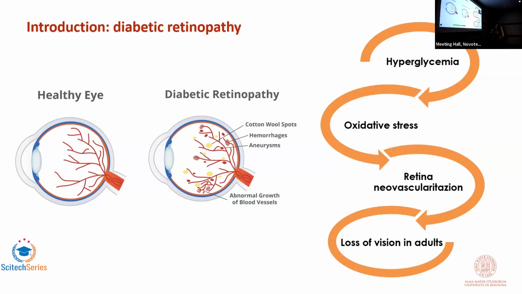In the diabetic retinopathy situation, when there is this complication, people experience aneurysms or microaneurysms, hemorrhages or cotton wool spots, and abnormal growth of new blood vessels, so a very large neovascularization within the retina. The issue with diabetic retinopathy, and everything related to diabetes, is that it is a very slow progress of a diabetic complication.